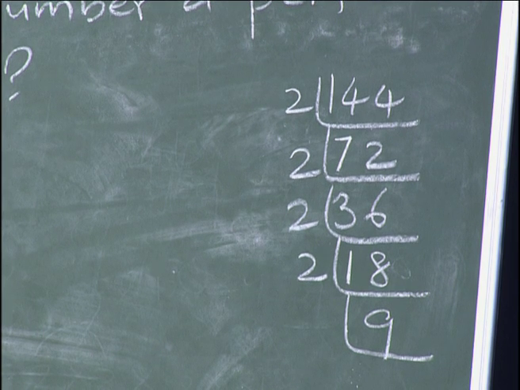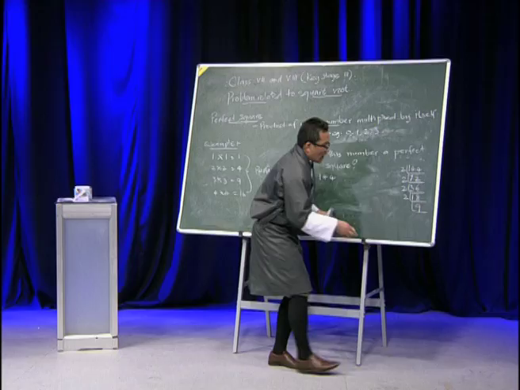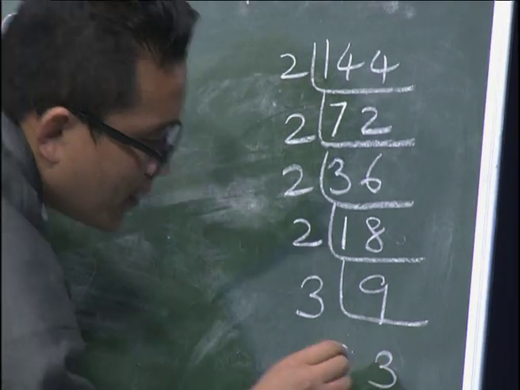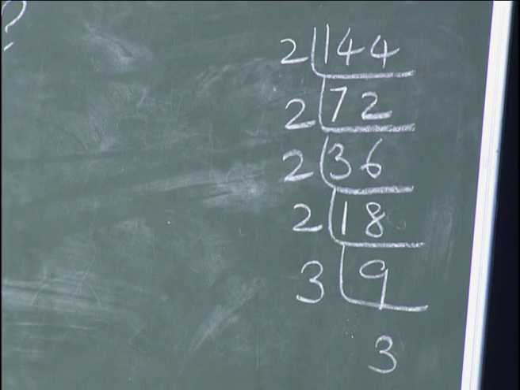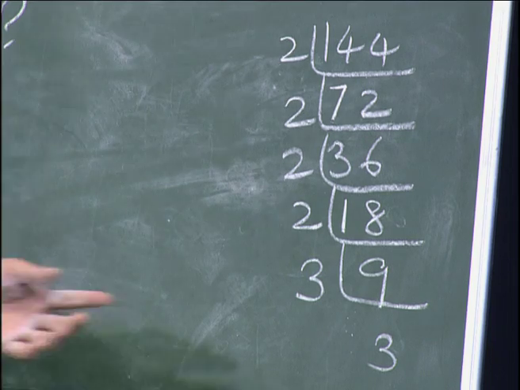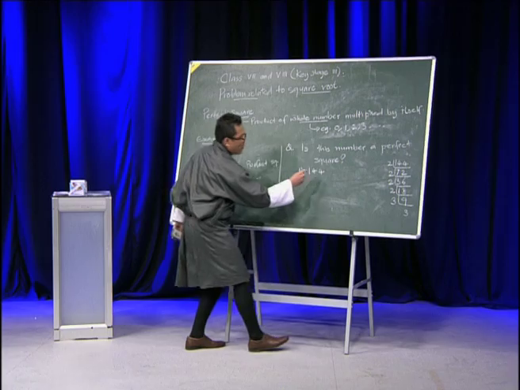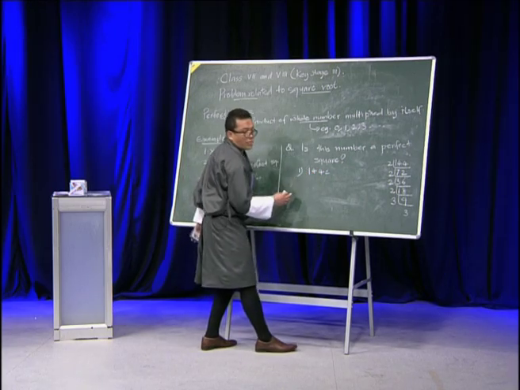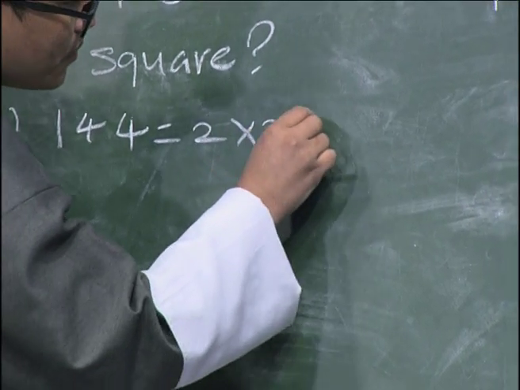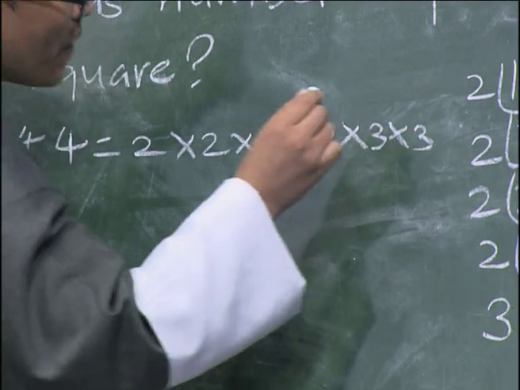Our second smallest prime number is 3. Now let's use 3. I know that 9 is divisible by 3. 9 divided by 3 is 3. Since 3 itself is a prime number, I'll stop there. Now, my prime factors for the number 144 are 2 times 2 times 2 times 2 times 3 times 3.